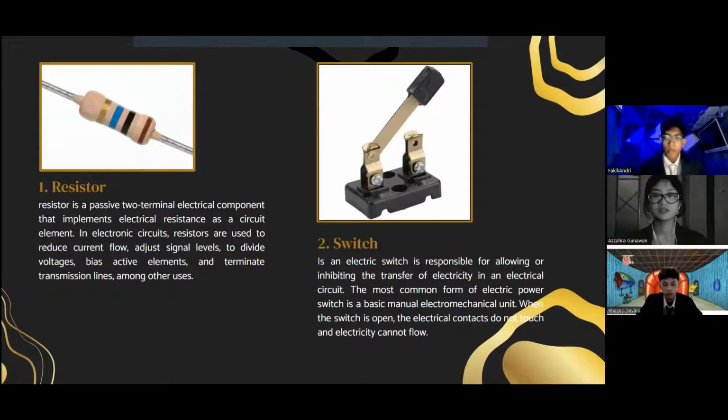And the second is the switch. An electric switch is responsible for allowing or inhibiting the transfer of electricity in an electrical circuit. The most common form of electrical power switch is a basic manual electromechanical unit. When the switch is open, the electrical contacts do not touch and electricity cannot flow.